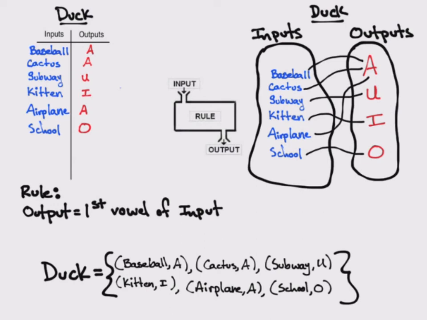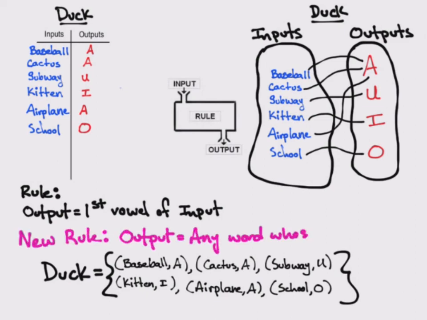For our next example, we're actually going to take the relationship duck and we're just going to reverse the inputs and the outputs. So our new rule in this case is going to be: the output is any word whose first vowel is the input. So what does that mean? If we look at our table of values and mapping diagram and ordered pairs, all we're going to do is just reverse what our inputs are and what our outputs are.